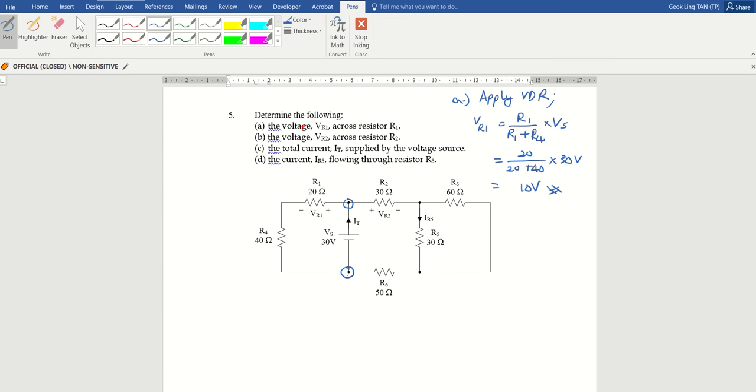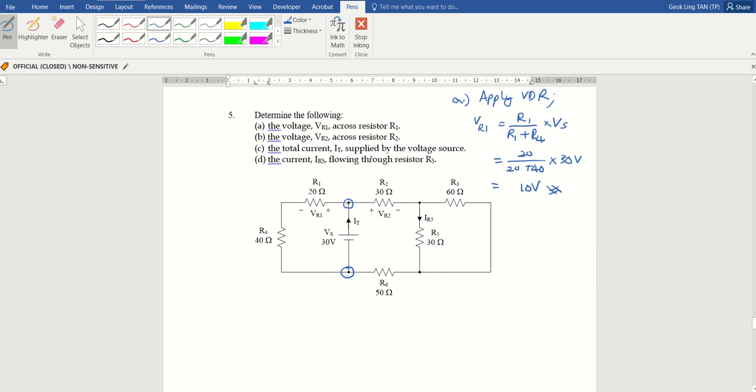Next we look at part B to find VR2. Okay, VR2 is here. So on the right side, you know there's this part here, a parallel circuit. So R3 in parallel with R5. This part here is in series with R2 and R6. Okay, so you have R2 in series with R3 in parallel with R5, and this in parallel with R6.